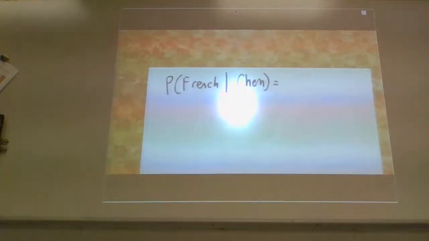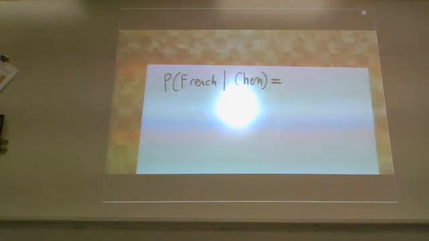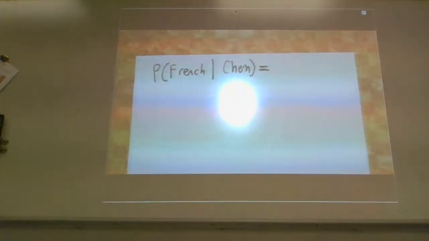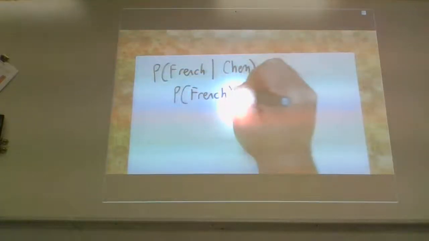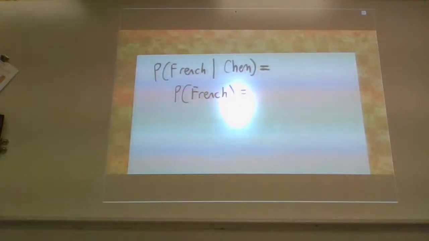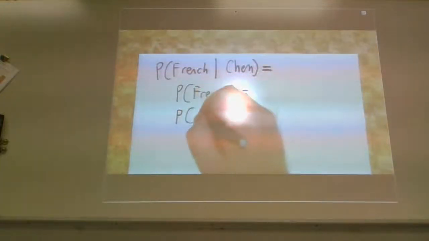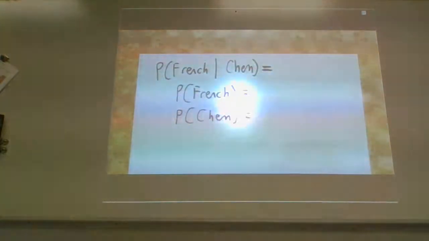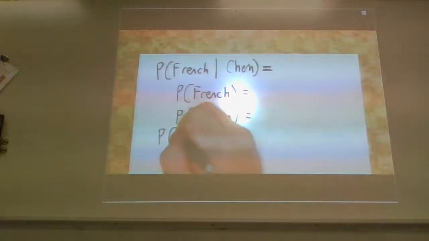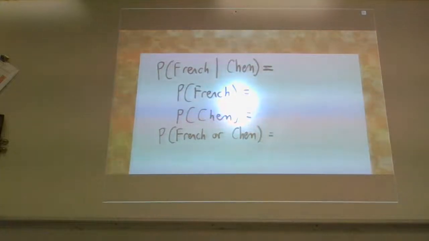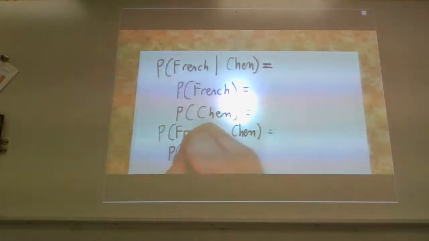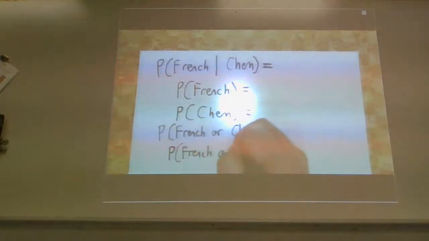Now, there's a few different things to go along with this, because I want to show you, using that table, how the different numbers would be calculated. So I'm going to write a few different calculations underneath of here. First of all, I'm going to write down the probability of French. I'm going to write down the probability of chem. I'm going to write down the probability of French or chem. And I'm going to write down the probability of French and chem.